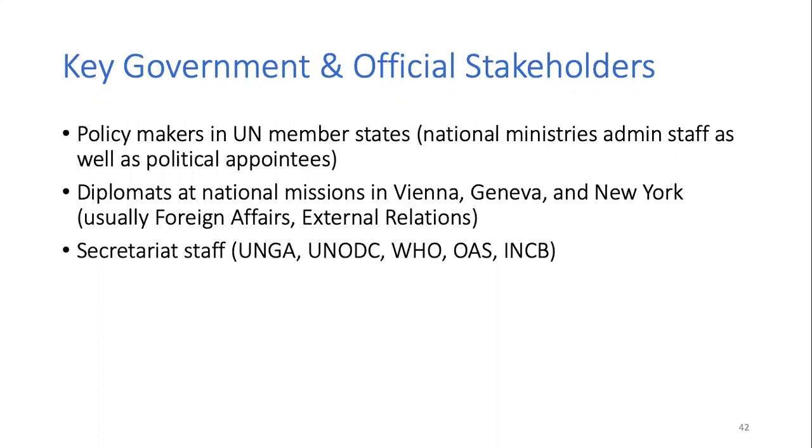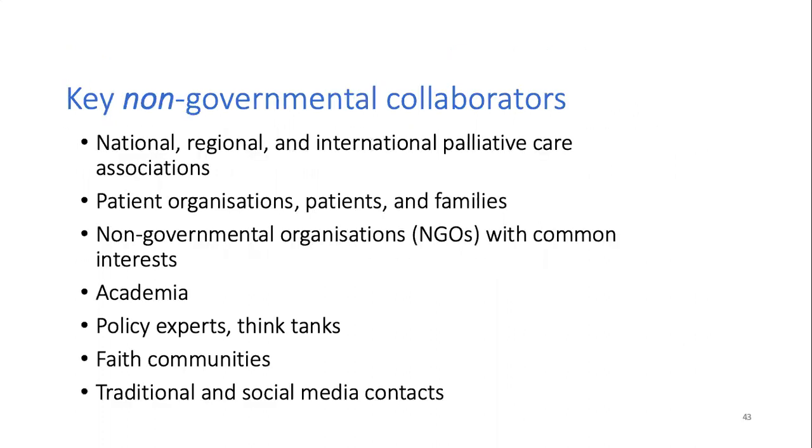So these are the official governmental stakeholders that all of you who are doing advocacy need to start making contact with to expand your sphere of influence. The key non-governmental collaborators are the national, regional, and international palliative care associations, the patient organizations, and then patients and families.